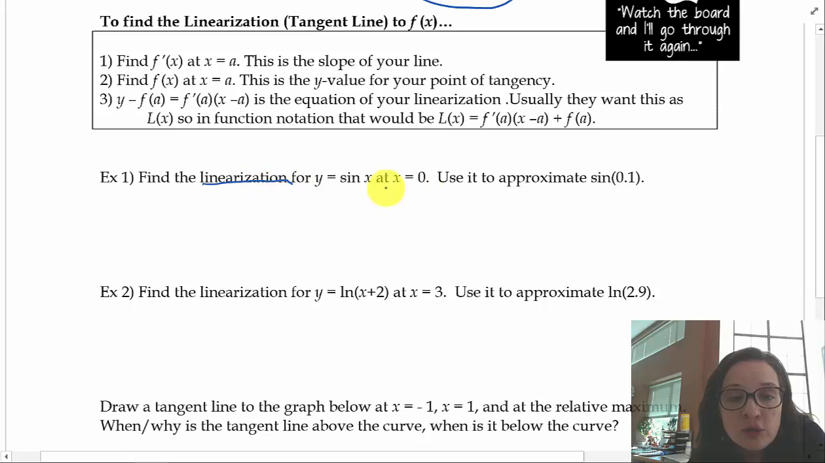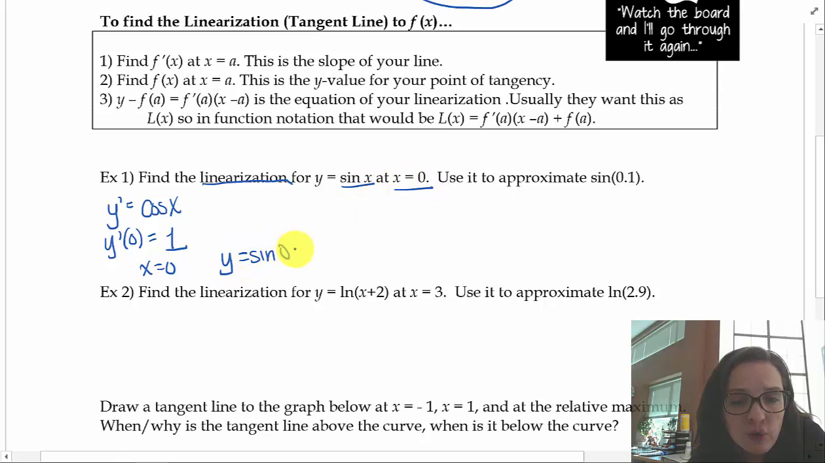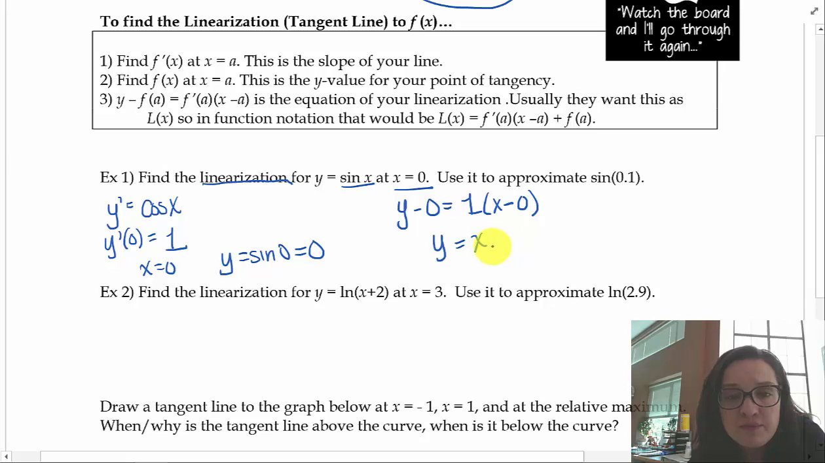If I want the linearization for sine x at 0, I need to find y prime, or dy dx. The derivative of sine is cosine, and then y prime at 0 is going to be 1. There's my slope, and x equals 0 is my x value. Plug 0 in for x, and I get y equals sine 0, which is 0, and that's my y. So my tangent line is y minus y1 equals m times x minus x1, and so I get y equals x. That's my linearization. Sine of x at 0 has a tangent line of y equals x.